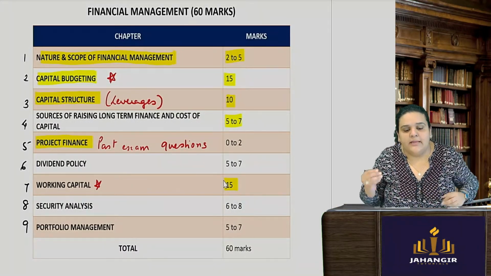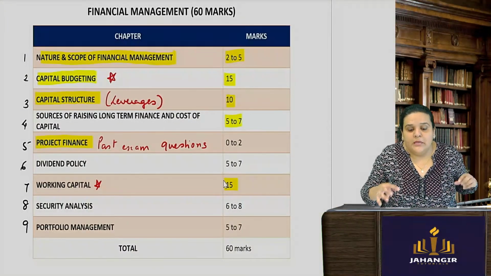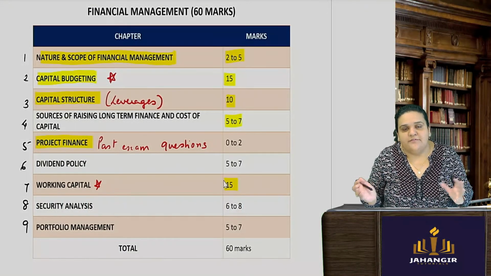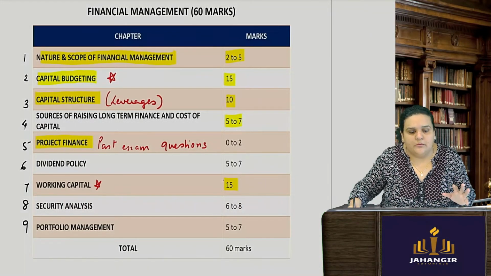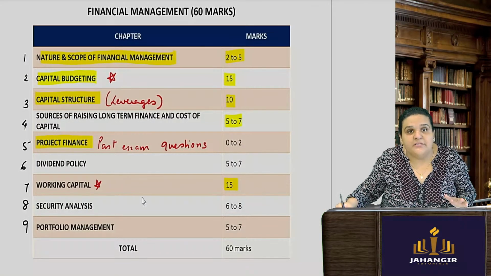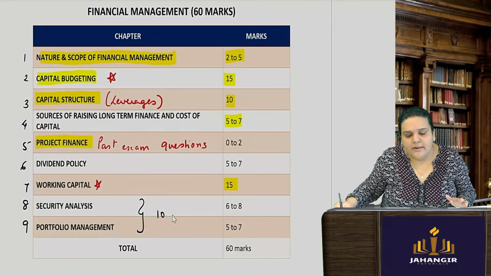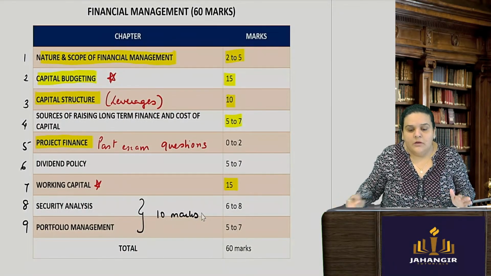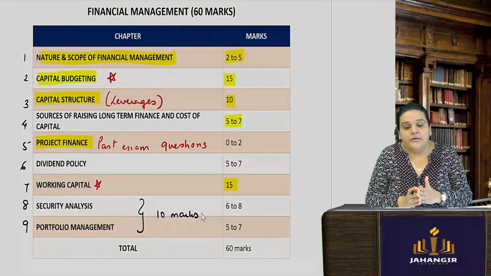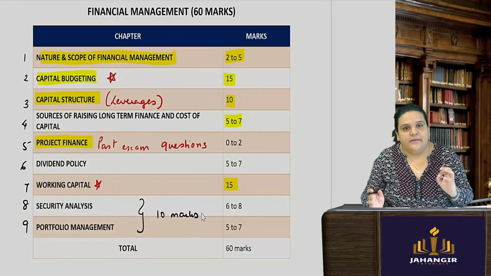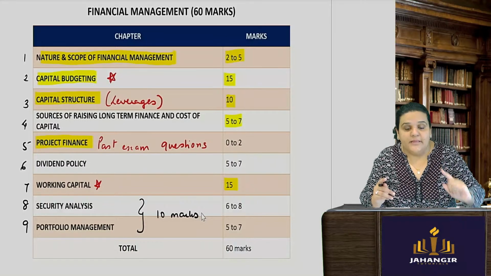And security analysis and portfolio management, though I have written 6 to 8 marks and 5 to 7 marks, these 2 chapters in total can come for 10 marks. Okay, so here it makes up to your 60 marks of financial management. Okay, please note it down.